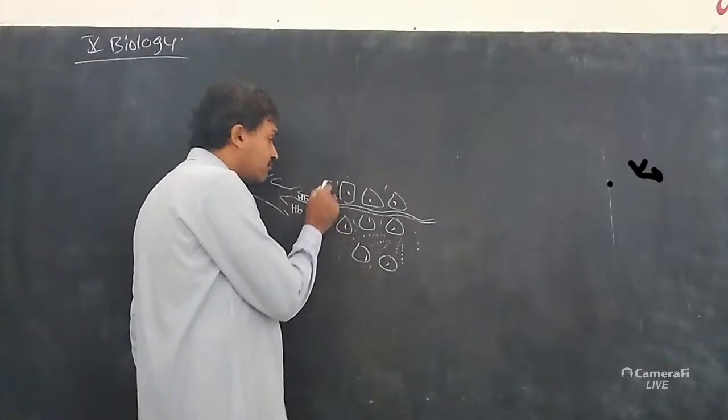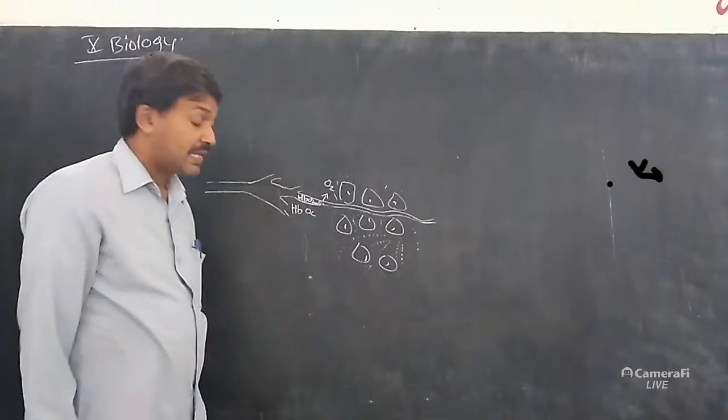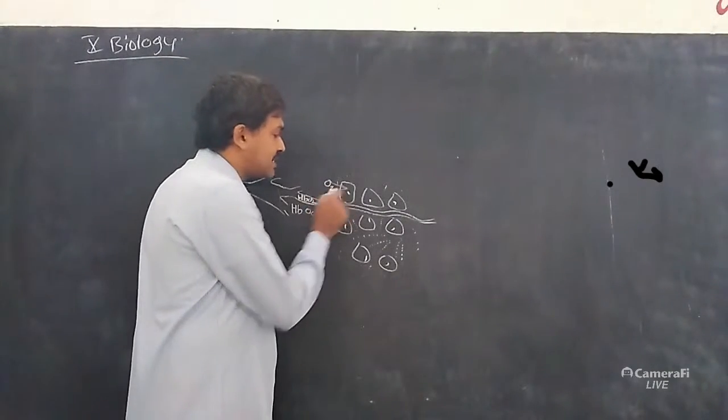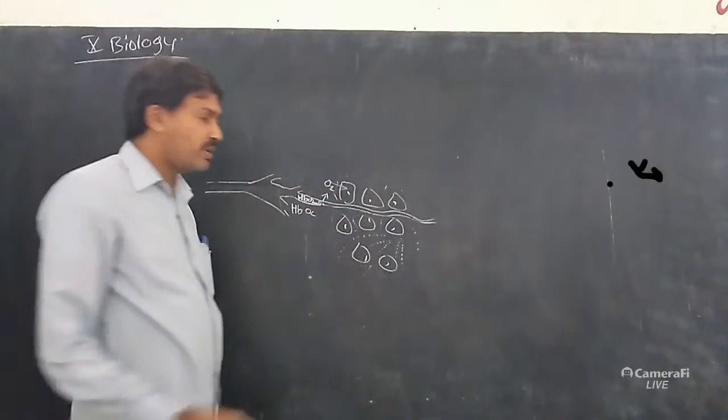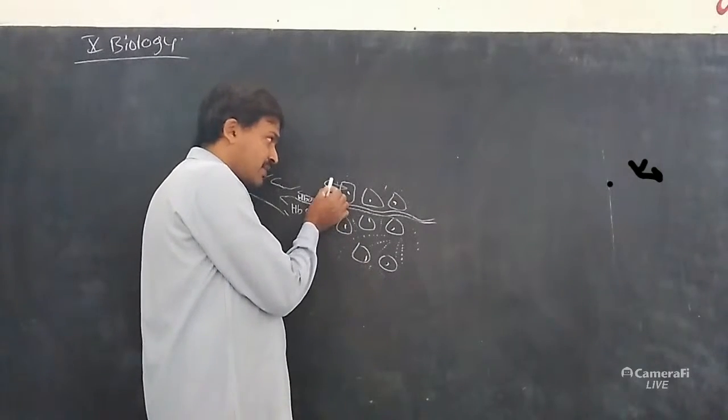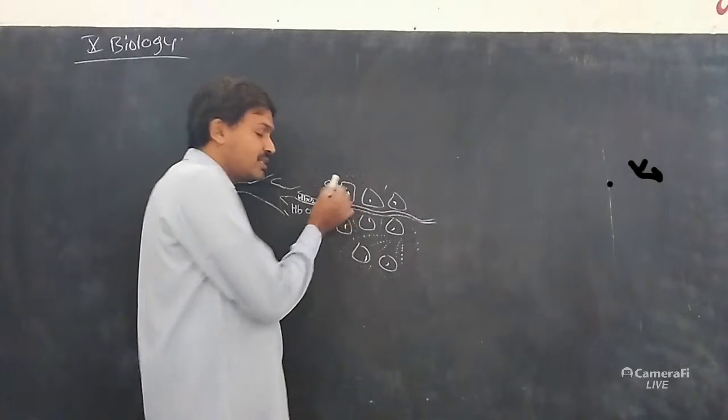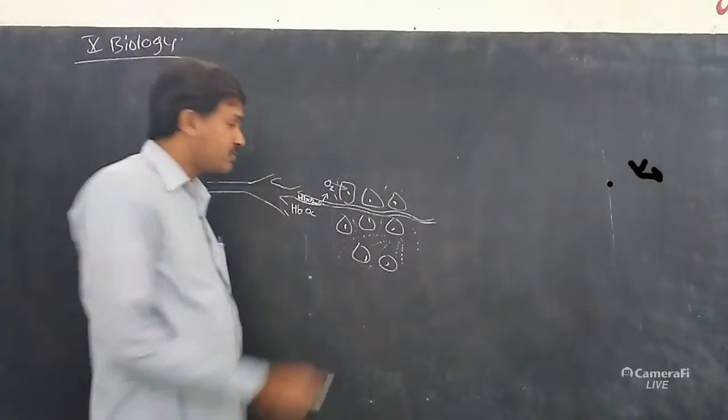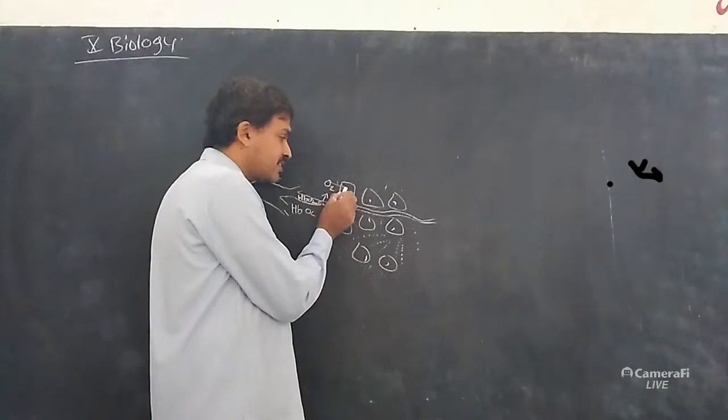After that, once O2 comes to here, then it moves into the cells. Why? Because here oxygen percentage is high compared to inside the cell. Again by diffusion, this oxygen enters into the cell.